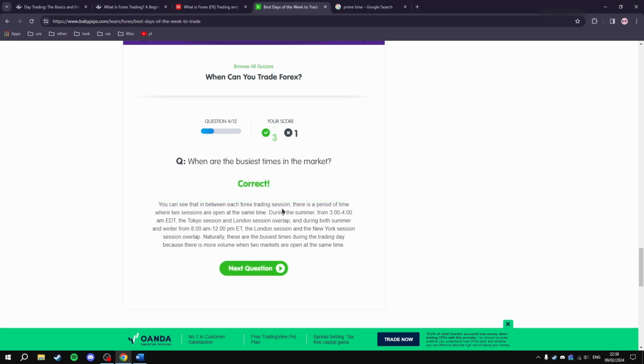Session overlaps. You can see that in between each Forex trading session, there is a period of time where 2 sessions are open at the same time. During the summer, from 3 to 4 a.m. EDT, the Tokyo session and the London session overlap, and during both summer and winter from 8 a.m. to 12 p.m. Eastern Time, the London session and the New York session overlap. Naturally, these are the busiest times during the trading day because there is much more volume when 2 markets open at the same time.